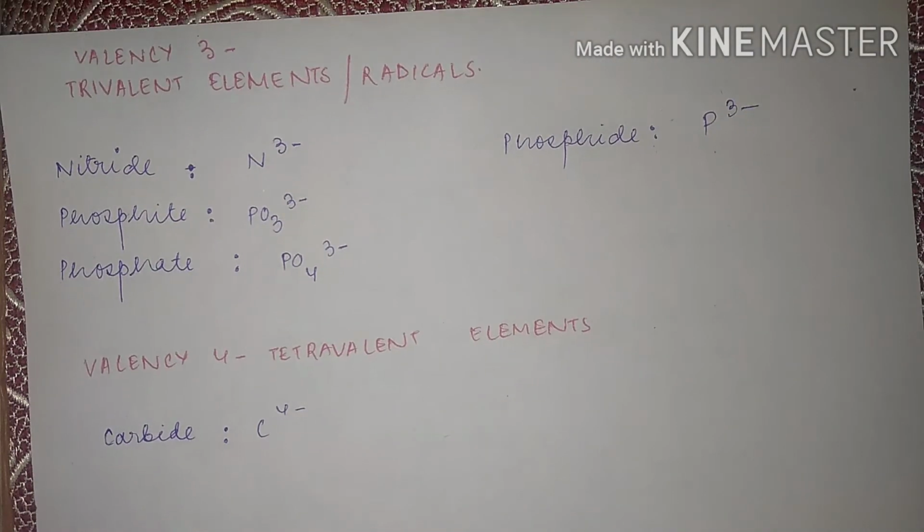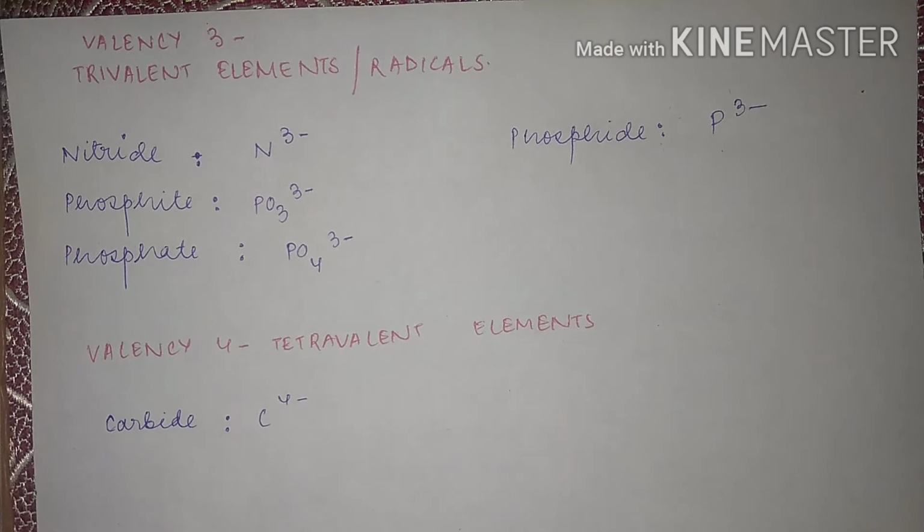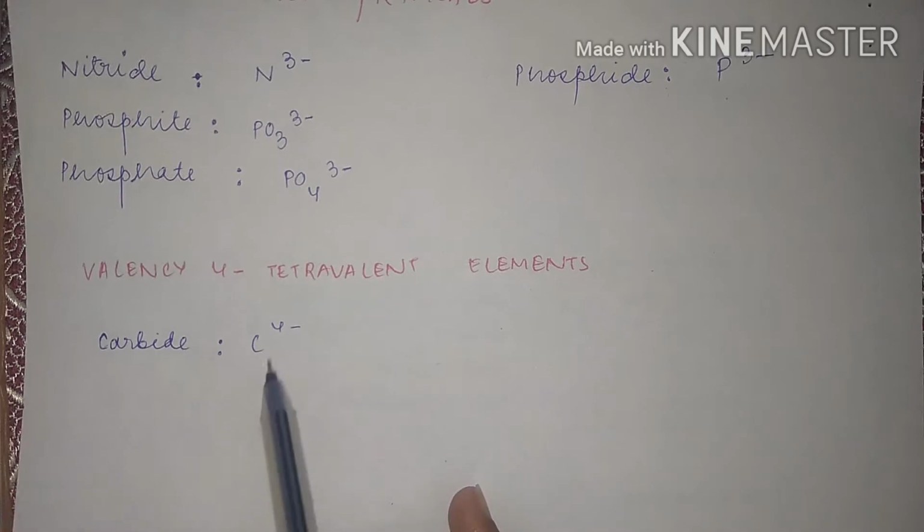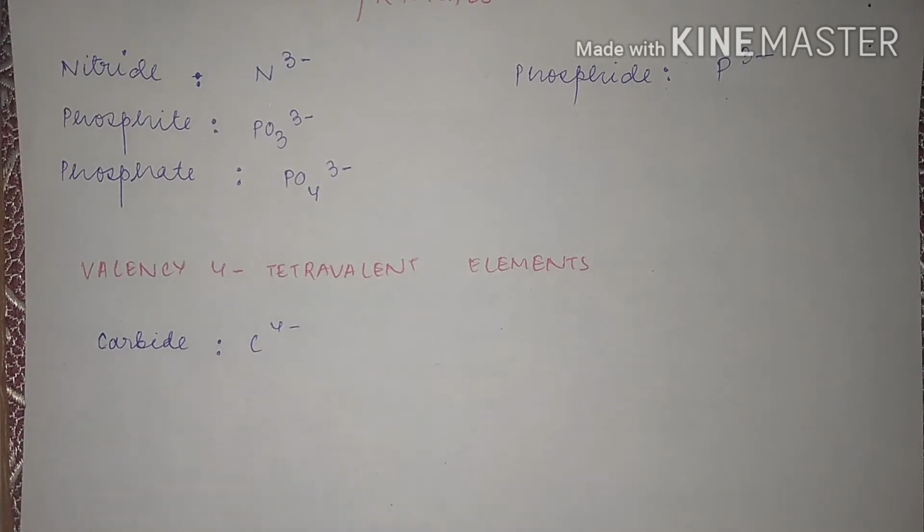Next we come up with valency 3 of the anions, the trivalent elements or radicals: nitride, N 3 negative, phosphite, PO3 3 negative, phosphate, PO4 3 negative, and phosphide, P 3 negative. Valency 4, tetravalent, we have only one, carbide, that is C 4 negative. We know that the valency of carbon is 4, so it is 4 negative for carbon.